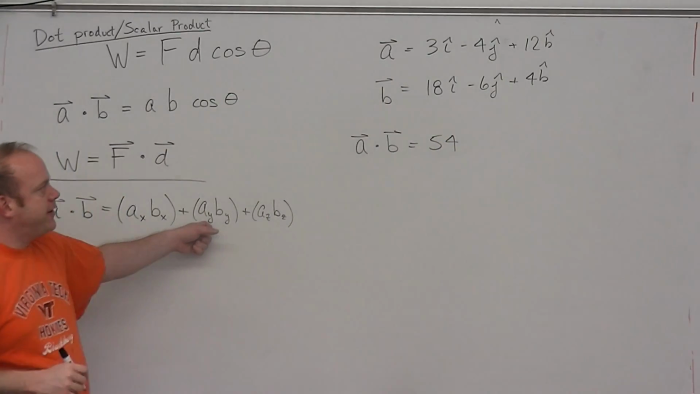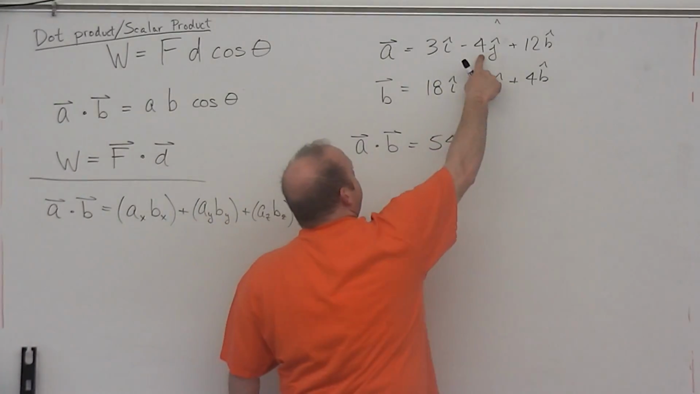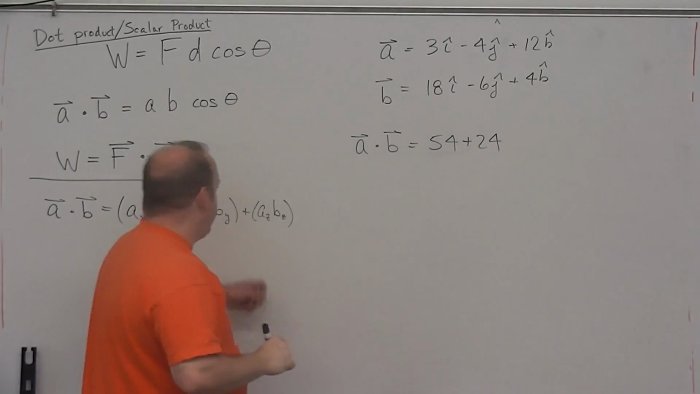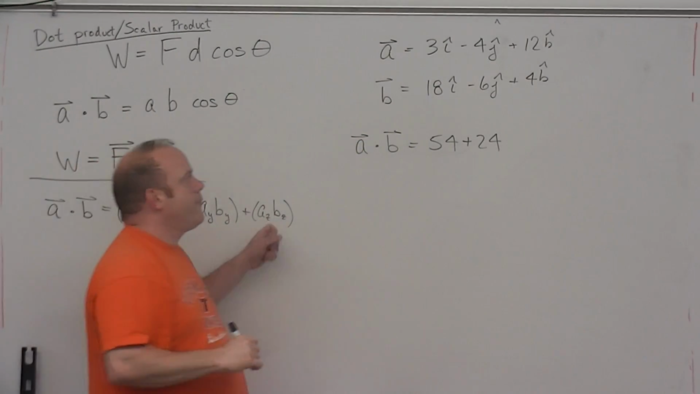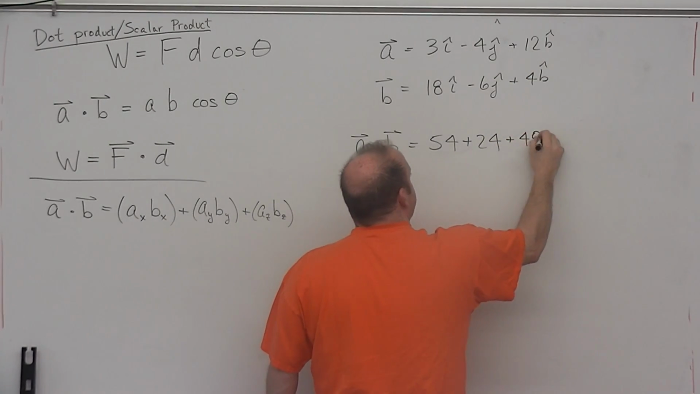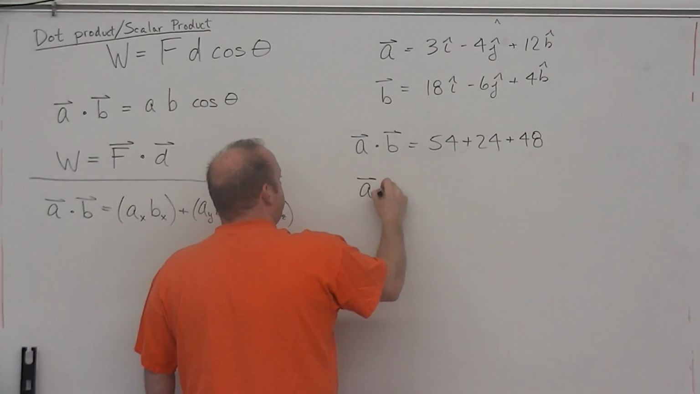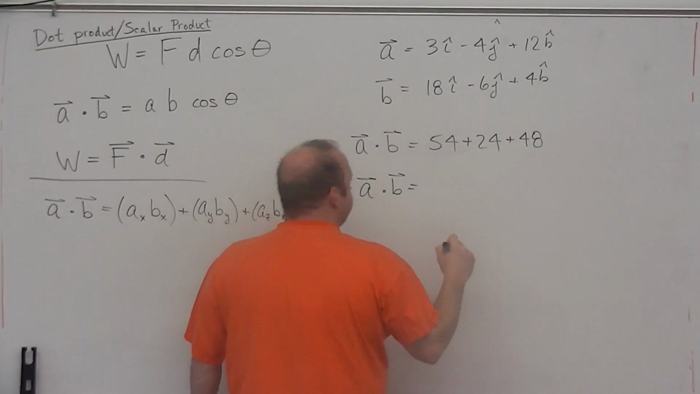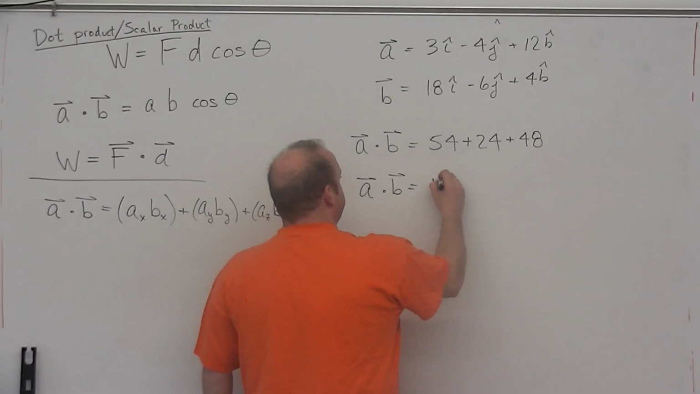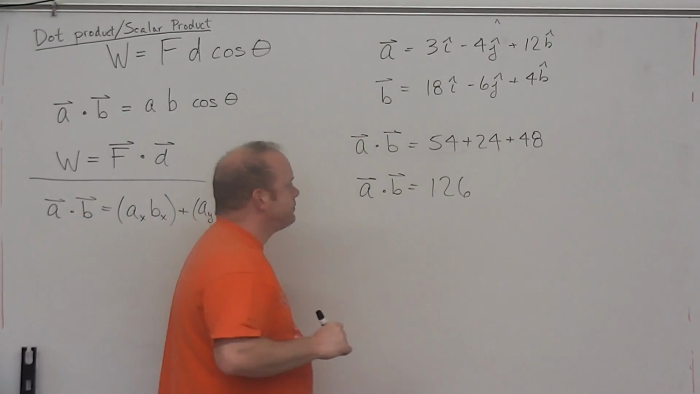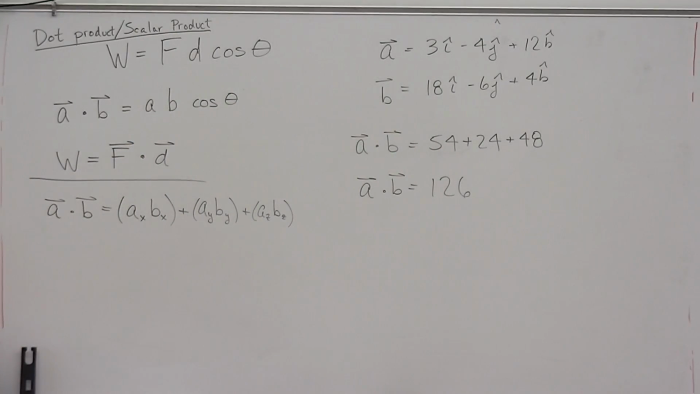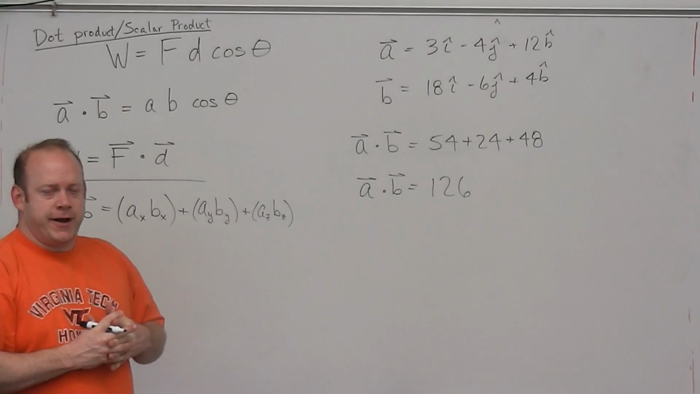I take the y components and multiply them together. Negative 4 times negative 6 gives you positive 24. Then you add to that the k components. 12 times 4 is 48. So now A dot B is going to be 102, 126. Okay, yeah, 126. All right, so that's how we do it using IJK notation.